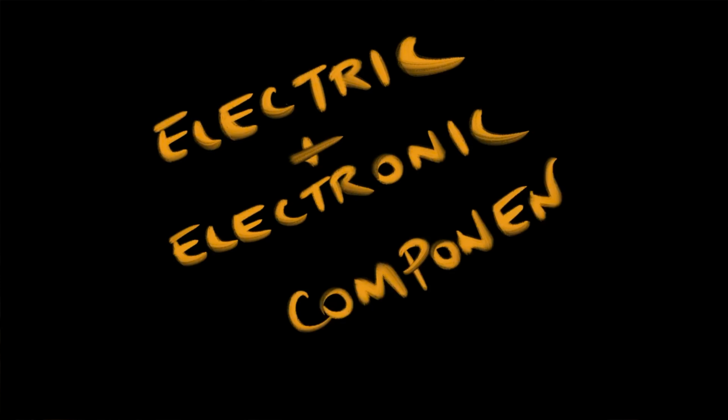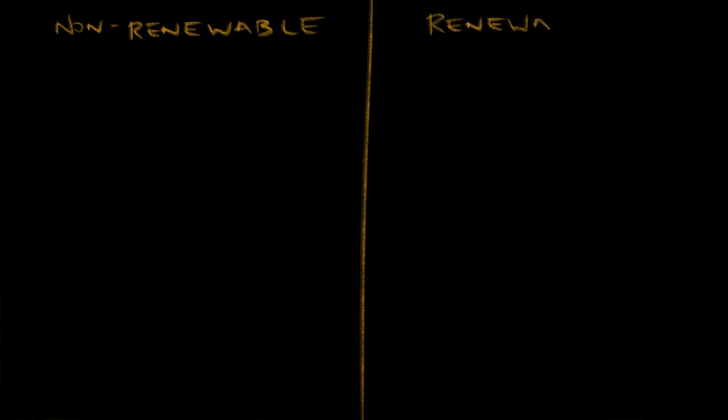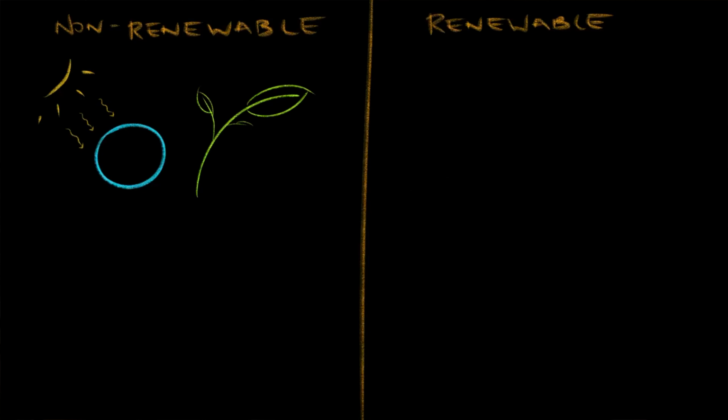Let's start from the most basic electrical and electronic components, which are power sources. In general, we have two kinds of energy sources, which are non-renewable and renewable. The sun provides our planet with all the energy we need. Plants and animals store some of that energy even when they die, and after thousands of years, the remains become fossil fuels. Fossil fuels are a very bad energy source for multiple reasons.